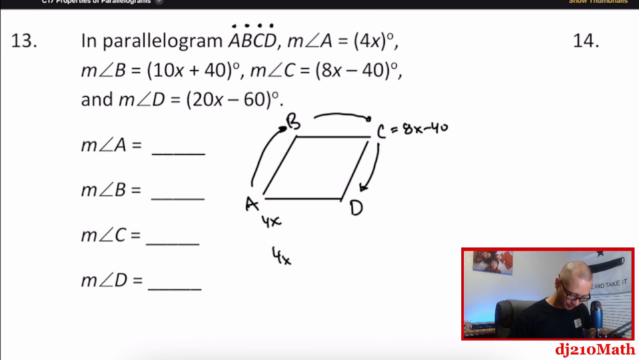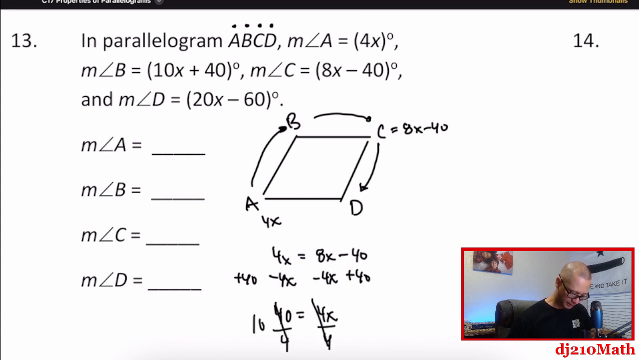So 4x is equal to 8x minus 40. Solving for x first, I'm going to add 40 to both sides and subtract 4x from both sides. So 40 is equal to 4x. Divide both sides by 4. x is equal to 10. So plugging that value back in, A is going to be 40. Since opposite angles are congruent, C is going to be 40 degrees.